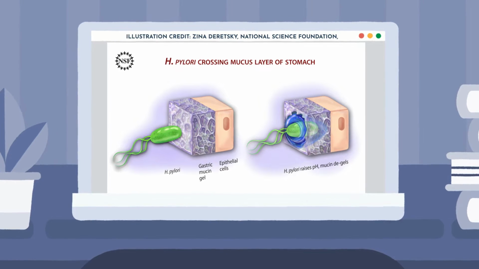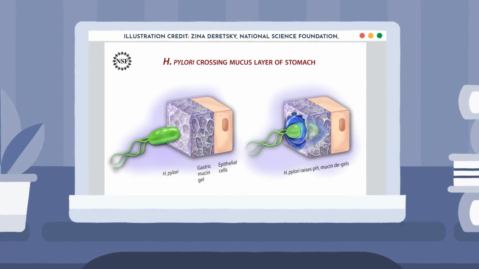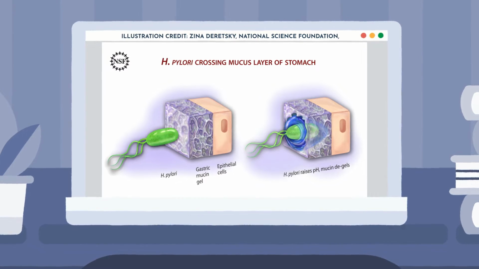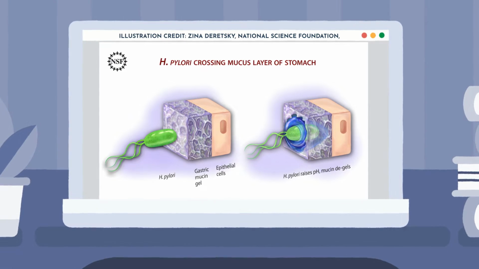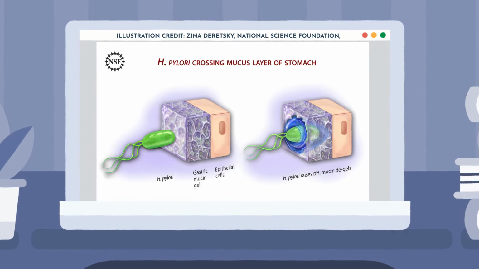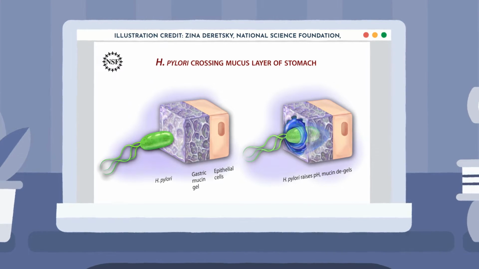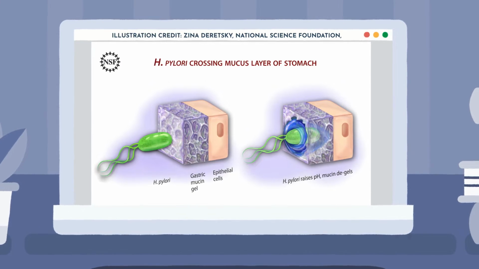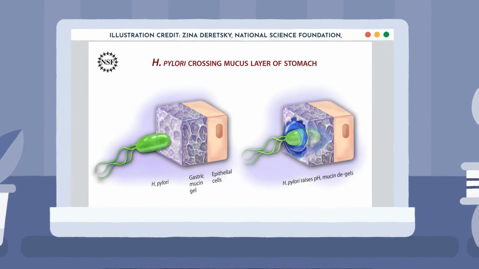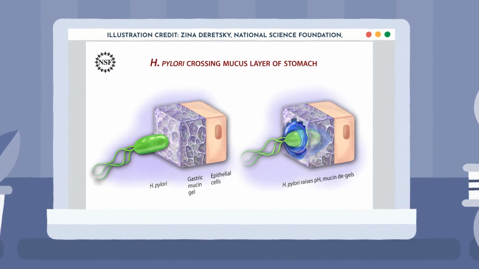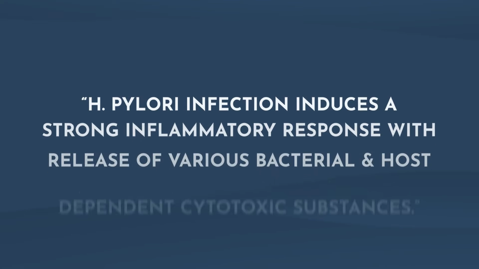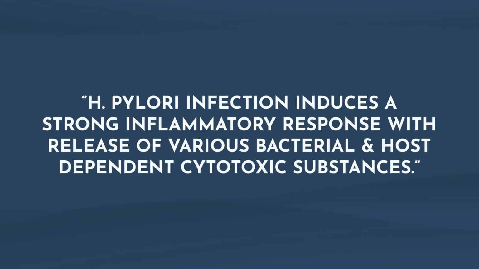It drills a hole into the mucus layer of the stomach and it raises the pH. We talked about how we need this nice low pH in the stomach, but that's not comfortable for H. pylori. So H. pylori is going to start doing things to raise the pH and make it more neutral. It induces a strong inflammatory response. It's drilling into the mucosal lining. It's embedding into the stomach wall. It's producing all of these substances.